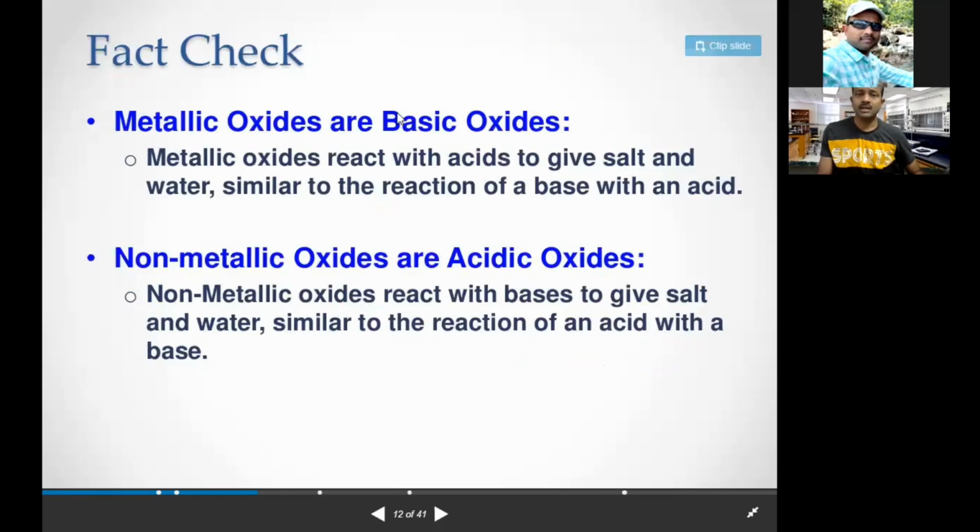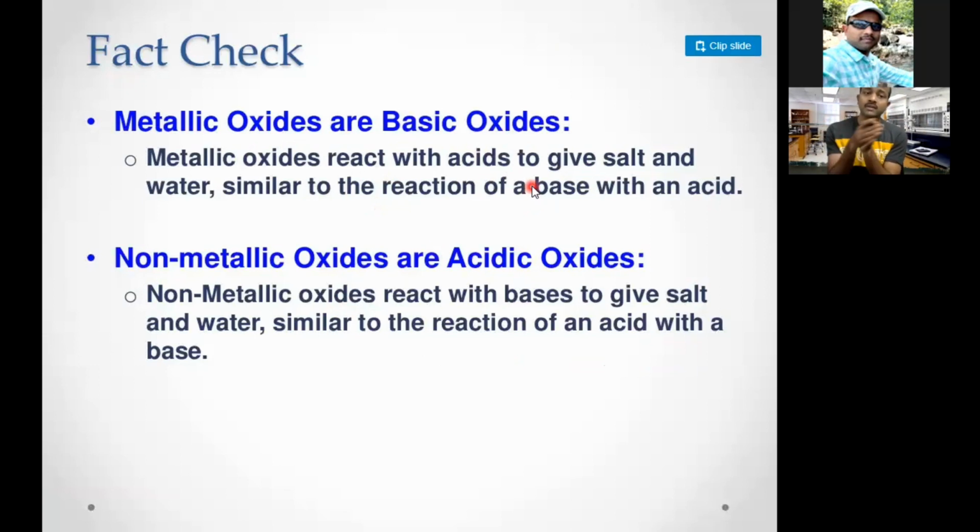Metal oxides, having basic nature, react with an acid and give salt and water, similar to the neutralization reaction. Any acid when reacting with a base will give salt and water, right? Here metallic oxides are basic in nature, so when they react with an acid, they release salt and water.